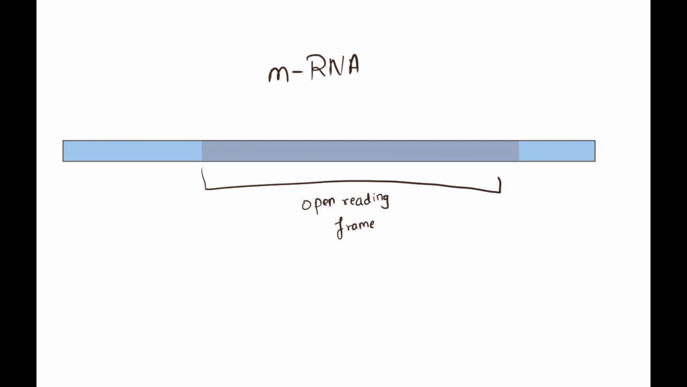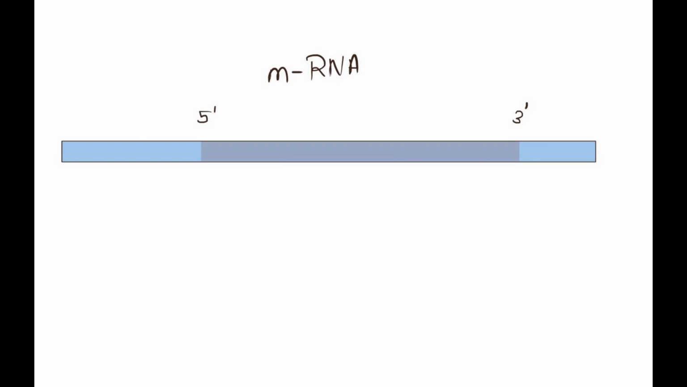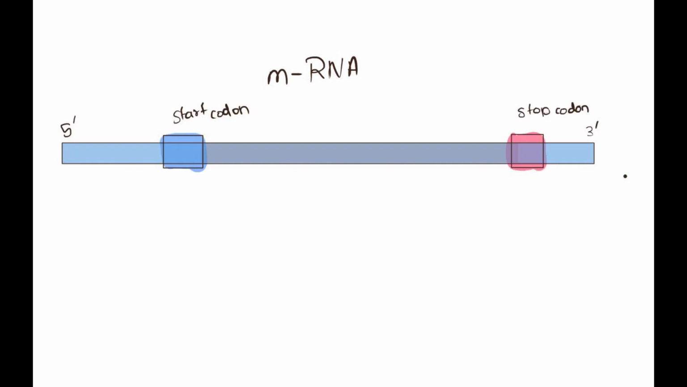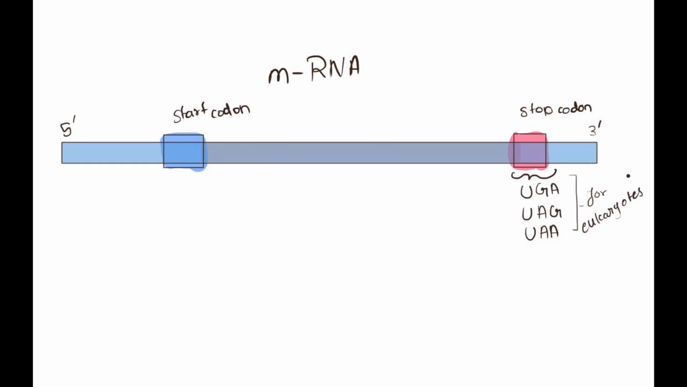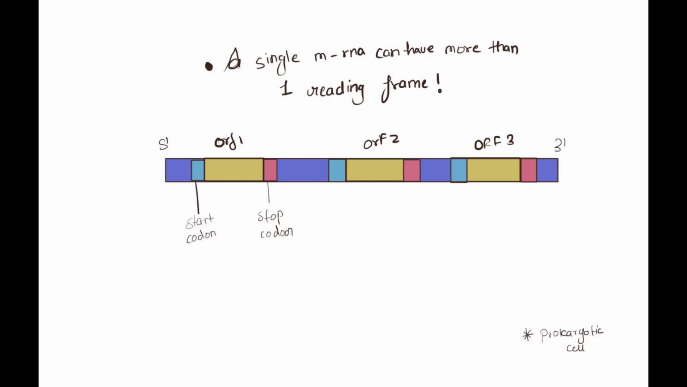Translation always begins in the direction of 5' to 3', and in an open reading frame, there's always a start and a stop codon. For a typical eukaryotic cell, the start codon is always AUG, placed at the initial point of the open reading frame. At the end of the open reading frame, we have 3 types of stop codons for a typical eukaryotic cell. They are UGA, UAG, and UAA. And mRNA can have multiple open reading frames or a single open reading frame.